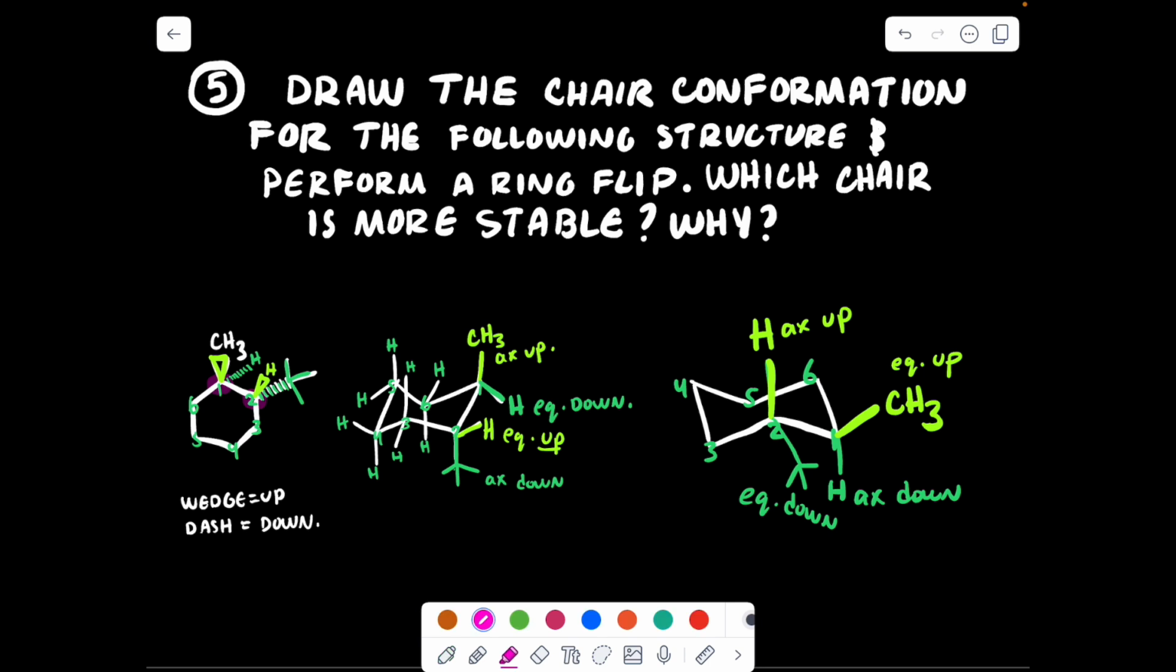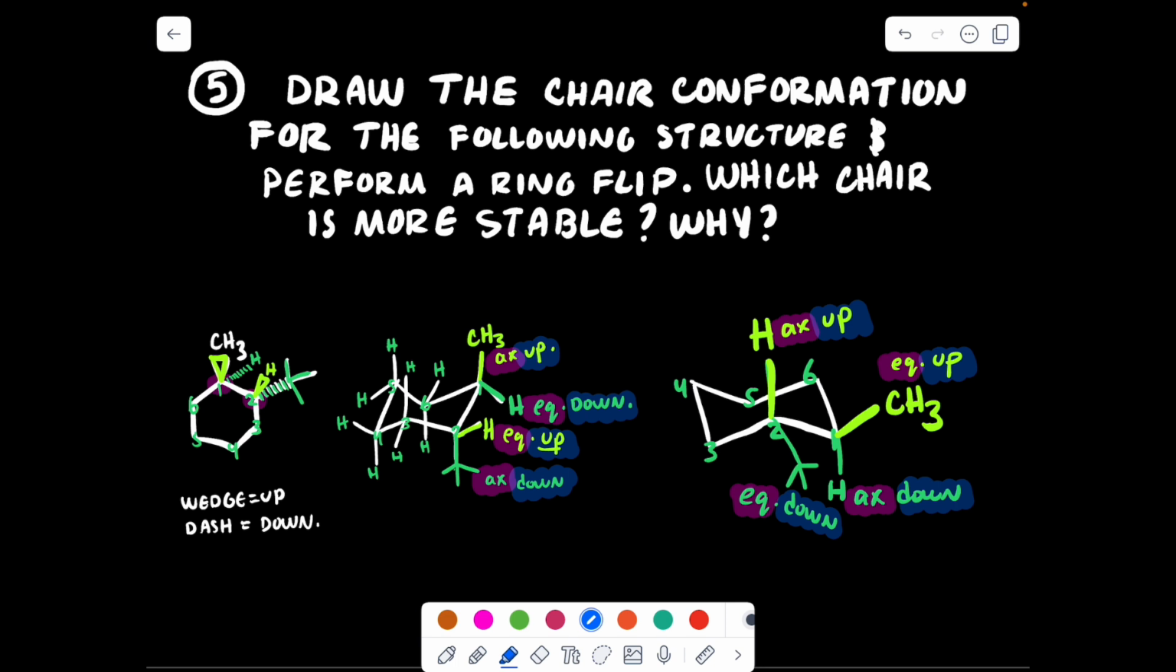Starting at the CH3, axial flips to equatorial, but up stays up. Then moving to the hydrogen, equatorial flips to axial, but down stays down. For the hydrogen on carbon number 2, equatorial flips to axial, but up stays up. For the T-butyl group, axial flips to equatorial, but down stays down. And there you have it. That would be your left-handed chair.